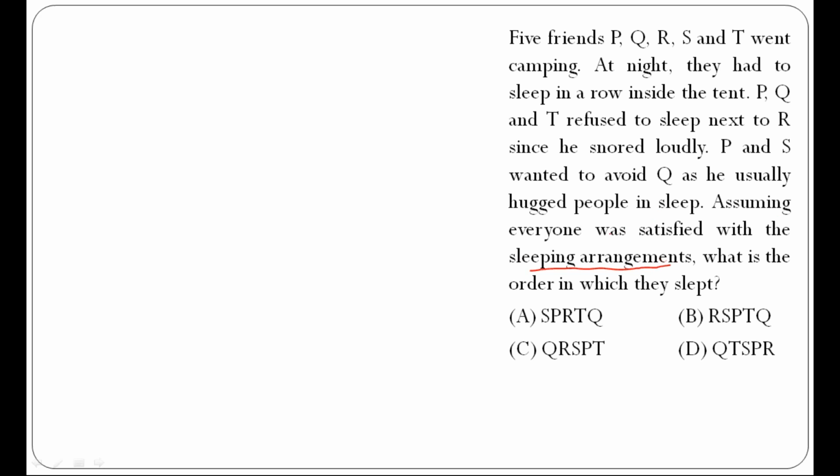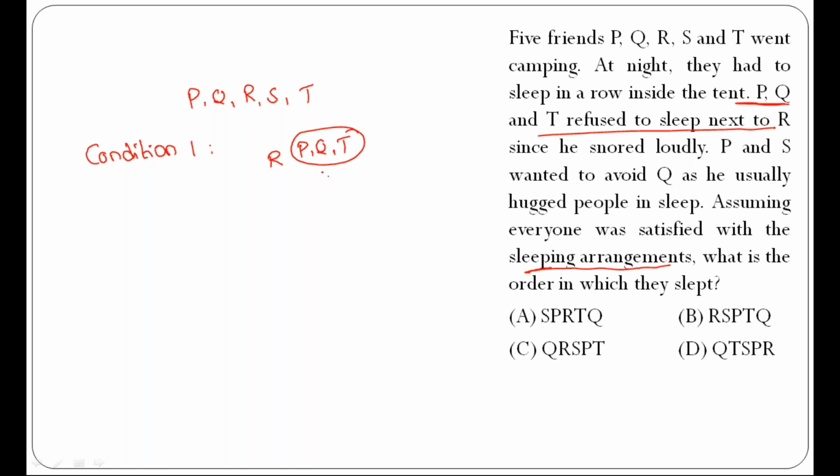Okay, they gave some conditions, right? So we have to arrange them. Sleeping arrangement. Here we have 5 people P, Q, R, S, and T. As per the conditions, we'll try to arrange them. What is condition one? P, Q, T refused to sleep next to R. So next to R, P, Q, T are refused. What does that mean? R's neighbor must be S, either this side or this side. Only S is the neighbor for R. P, Q, T are refused, right?